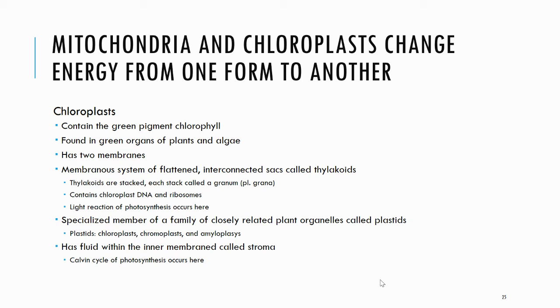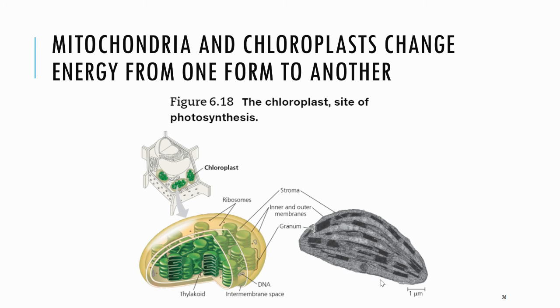It is a specialized member of a family of closely related plant organelles called plastids, which include chloroplasts, chromoplasts, and amyloplasts. It also has fluid within the inner membrane called stroma, where the Calvin cycle, which is the second part of photosynthesis, occurs. And here we can see a lovely picture of a chloroplast.